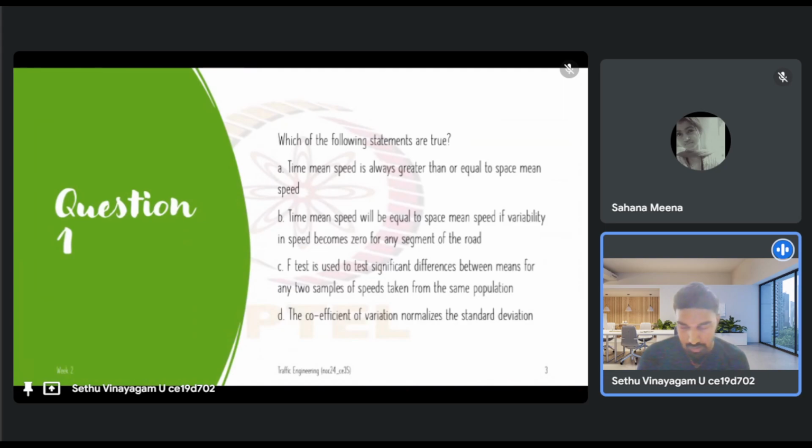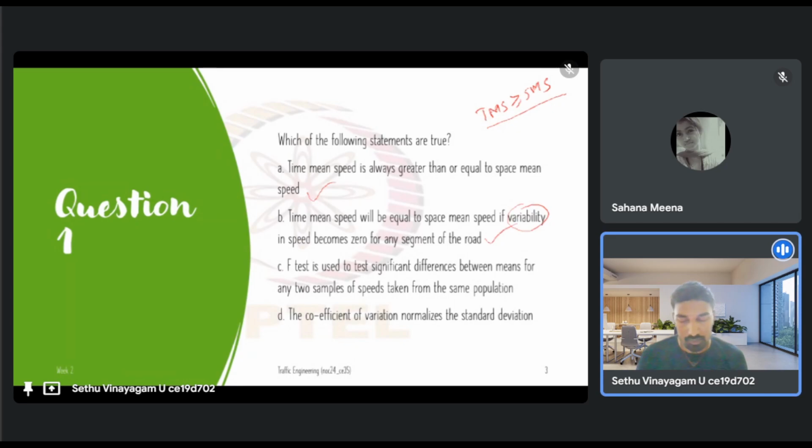Right, so we know that TMS is always greater than or equal to SMS. And when will it be equal? So it will be equal when all the vehicles are traveling at the same speed, right? So that is when there is no variation, right? So that's the variability part. So that's when TMS will be equal to SMS. If some vehicles are traveling at different speeds, in that case, TMS will always be greater than the SMS. So that's why A and B are correct, right?